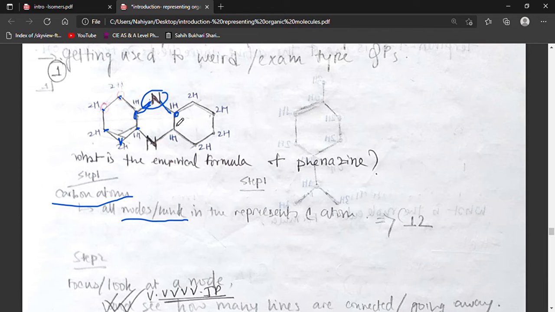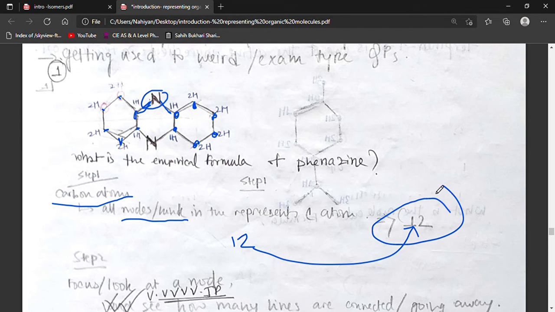Now we have 7, 8, 9, 10, 11, 12. So we have 12 corners or kinks, which means that it has 12 carbons. So this is step 1. We count the kinks and find out the number of carbons.